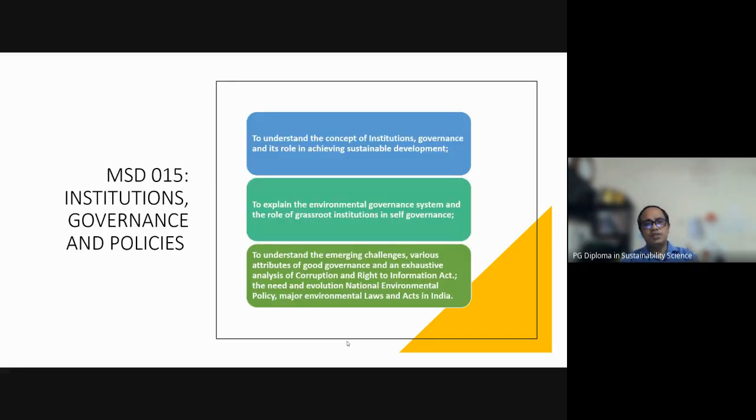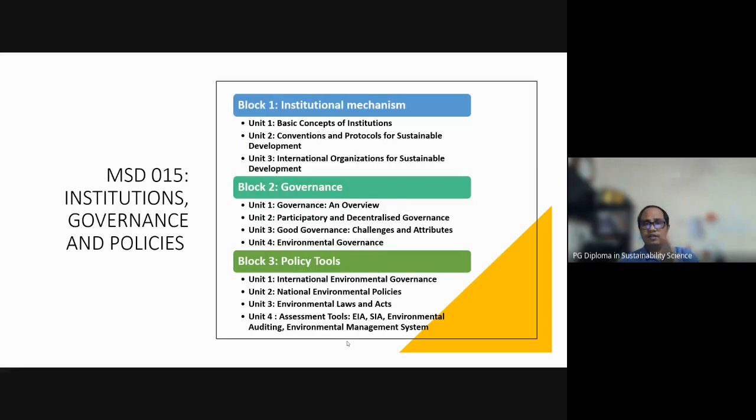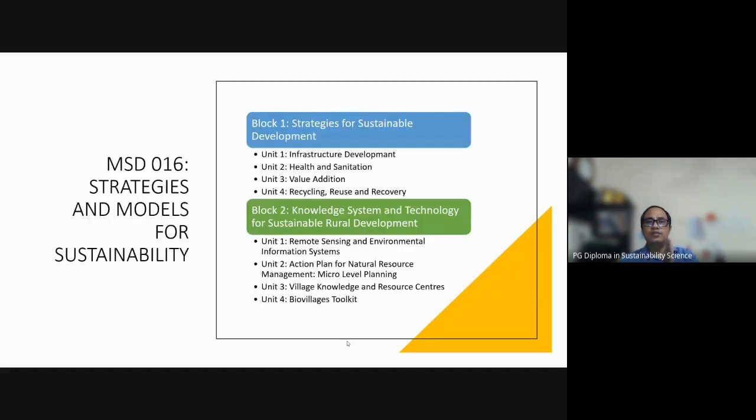Then the next is about institutions, governance and policies. That will cover the concepts of institutions and governance, the different policy tools that exist, and many more discussions on different tools, right? Then, as I told, the strategies and models for sustainability. They also have 4 blocks. One is strategies for sustainability. When we talk about strategies for sustainable development, sustainable development means improving livelihood. When we talk about improving livelihood, it is all about infrastructure. And you should understand this from the holistic approach that we are going to study in this course.